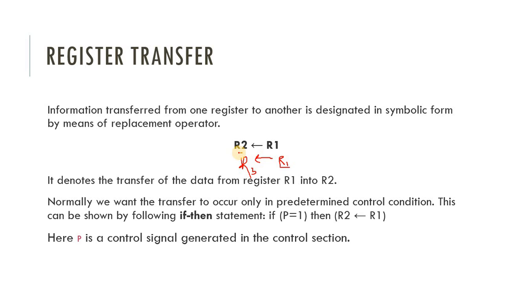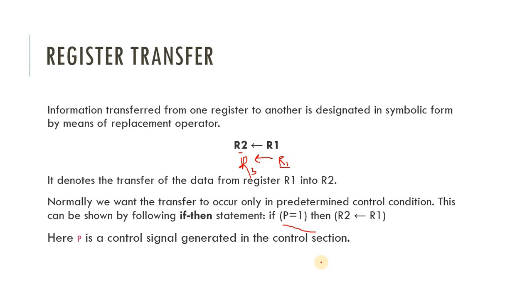Normally we want the transfer to occur only under predetermined conditions. This can be shown by the following if-then statement. Suppose if p equals 1, then transfer the data of R1 to R2. Every time we transfer data from registers, it is based on some conditions, and only in that condition can the data of a register be transferred. To define this condition, some variable is used, and here p equals 1. In that, p is a control signal generated in the control section.